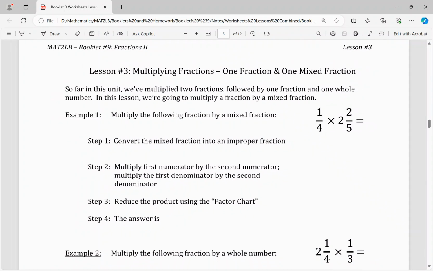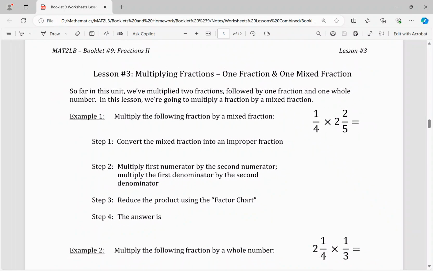Now, if you remember from a few lessons ago, we learned, number 1, that mixed fractions are not very convenient to use for mathematics. And number 2, we learned how to turn a mixed fraction into an improper fraction. And that's exactly what we're going to do here. Your life is going to be a lot more difficult if your fraction stays as mixed.